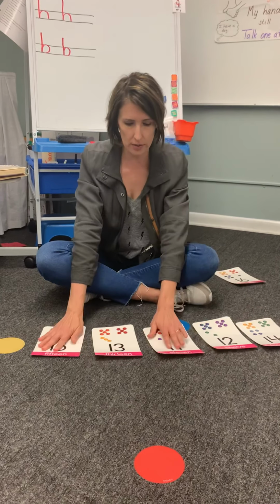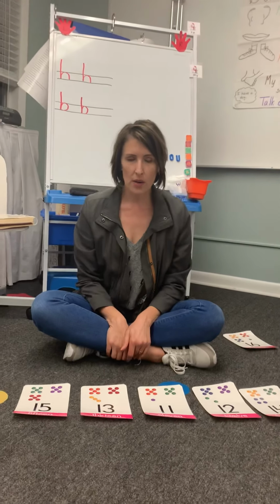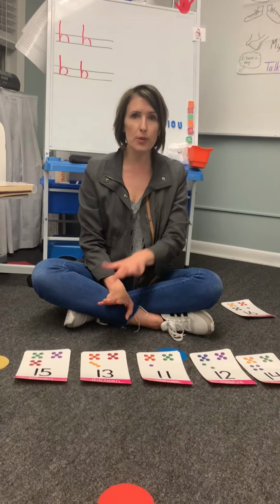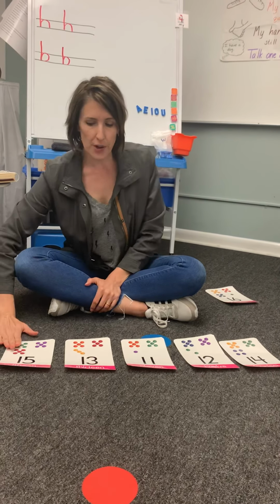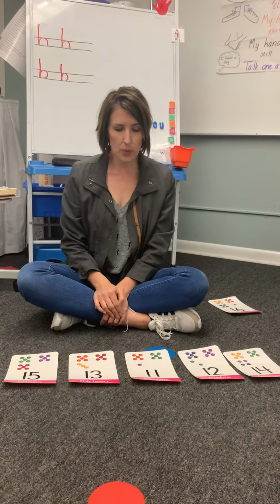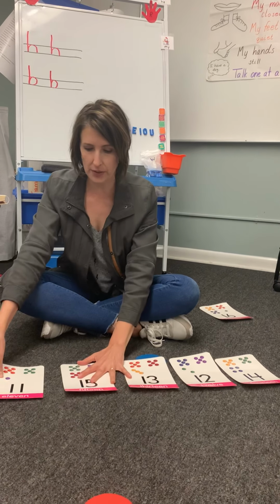So here we go. Let's work on putting these numbers in the right order. Remember, there are numbers 11 through 15. So what number should come first? Well, it shouldn't be 15. What should it be? You're right, 11. So let's put 11 first.